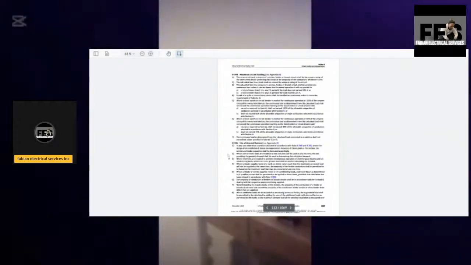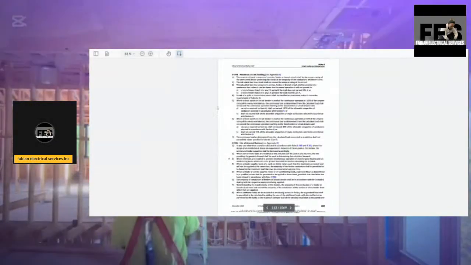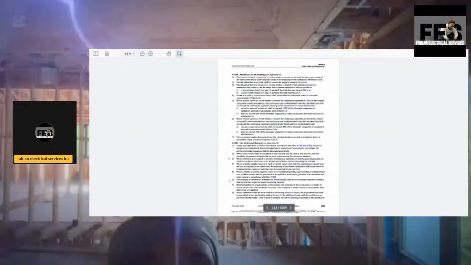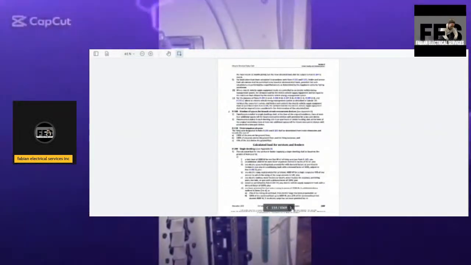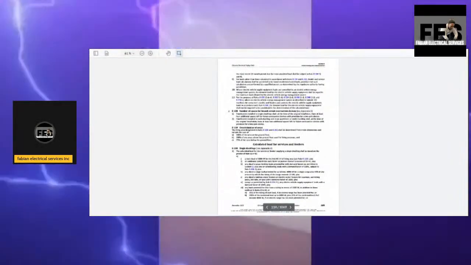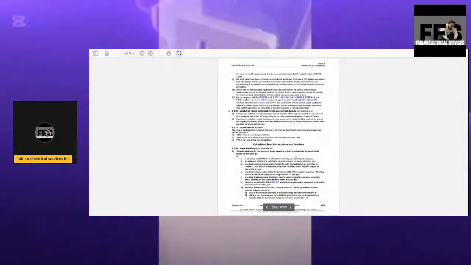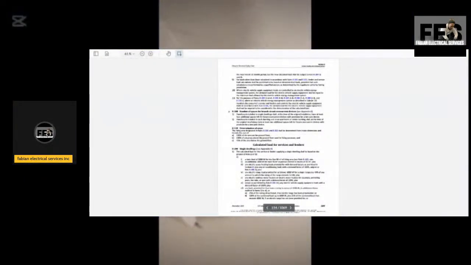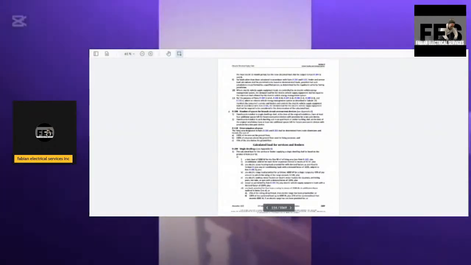So again, this is what you need when it comes to your load calculations here. I'm going to come out of this. It also gives you a little bit of reading on the calculation for services and feeders. A basic load of 5,000 watts for the first 90 square meters of living area. It tells you to go to the rule.